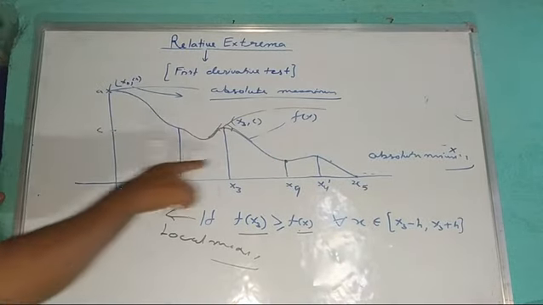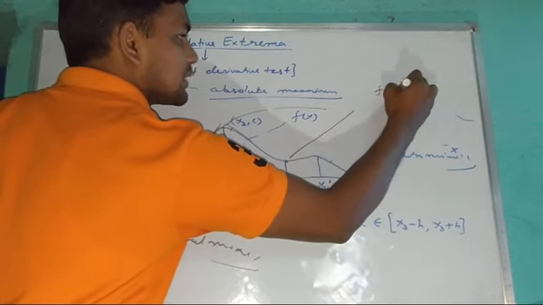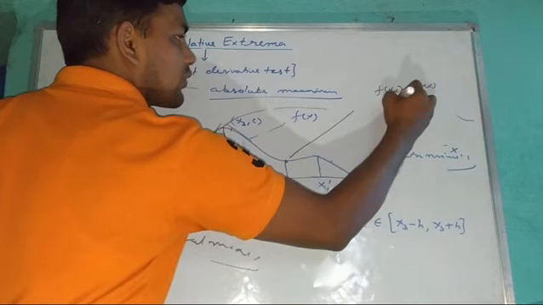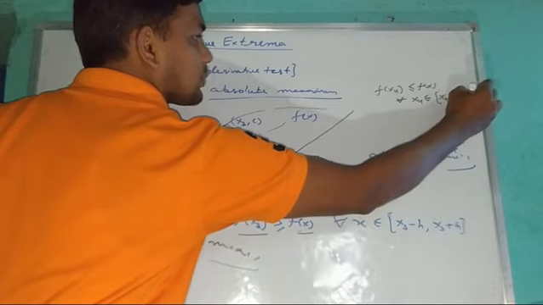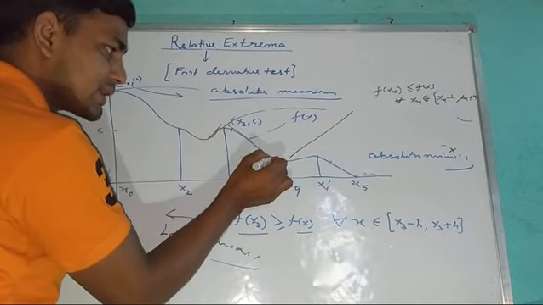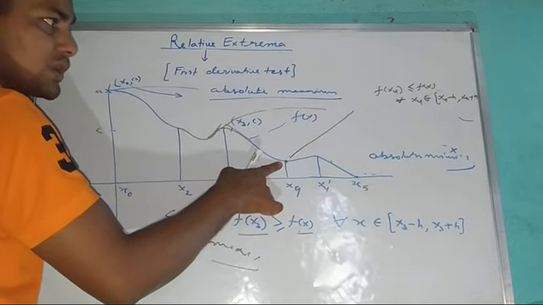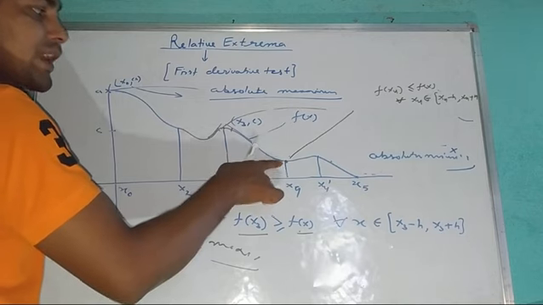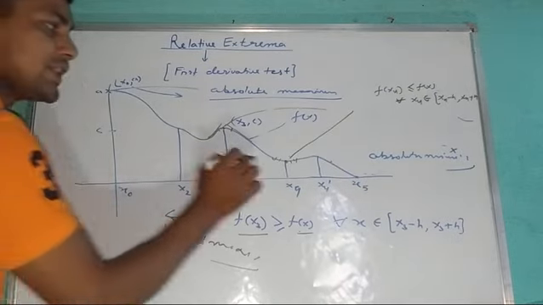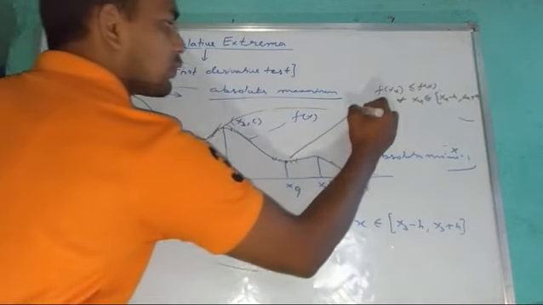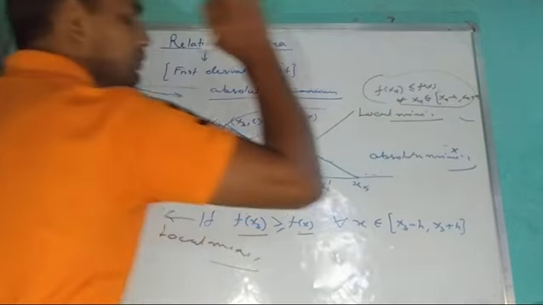Okay, similarly, for finding the local minimum, suppose that this point is local minimum. Okay, this point is local minimum and this point is x4. It means the value of the function f(x4) is less than or equal to f(x) for every x belonging to (x4 minus h, x4 plus h). For all the points in its neighborhood, the value of the function at x4 will be less than f(x) in its neighborhood. It means this point is local minima.